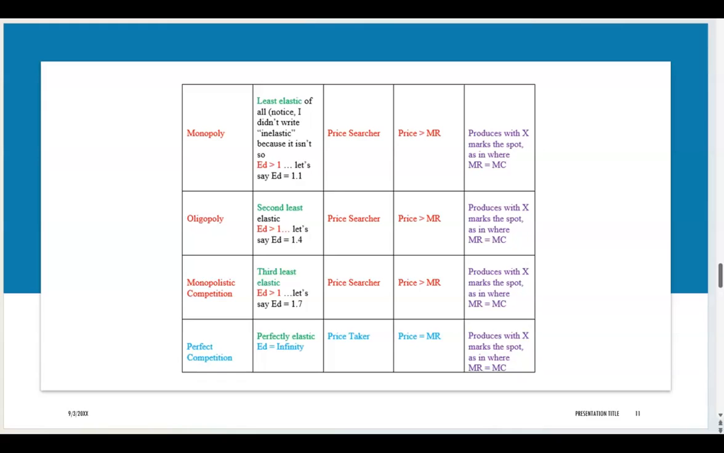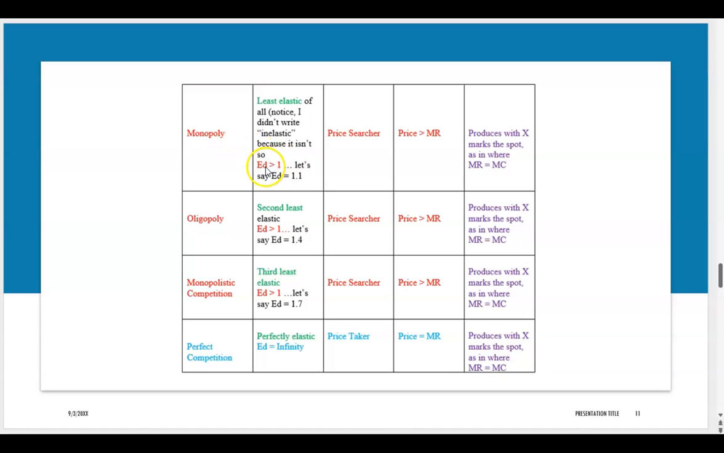Now let's put them all together. This is something that I have for you in your outline, but let's just go over it together. We have 4 market structures. I have them listed from least elastic to most elastic. They're all in the elastic range. Look, even a monopoly is going to be mostly in the elastic range, and this is part of your homework, and take a look at it and see what we mean.